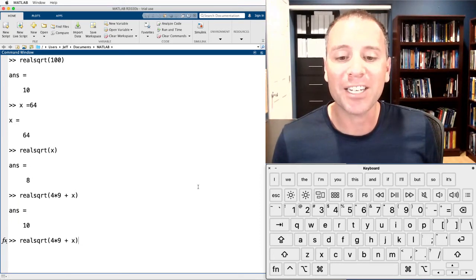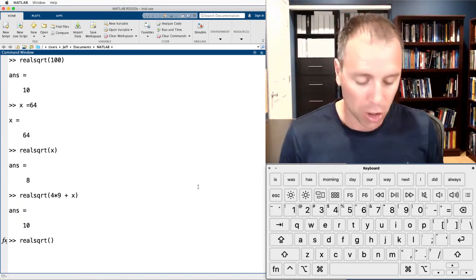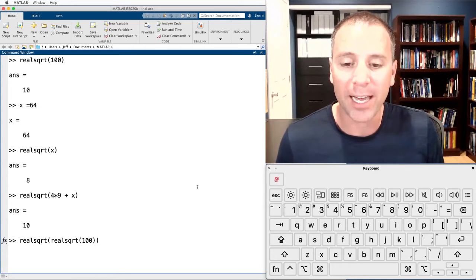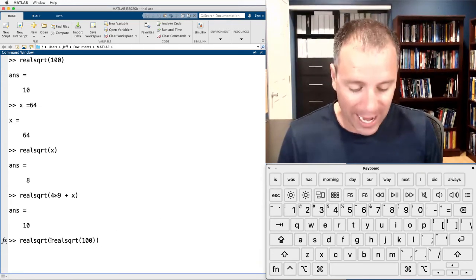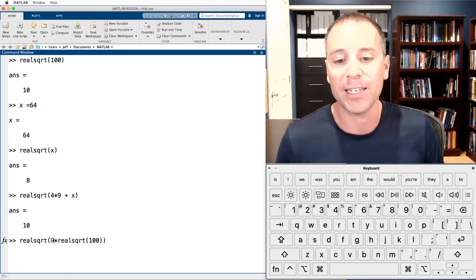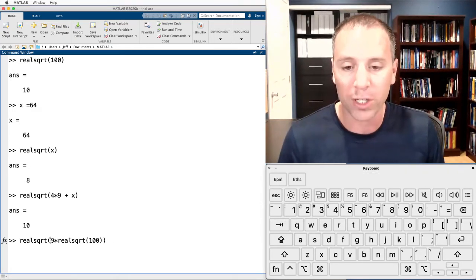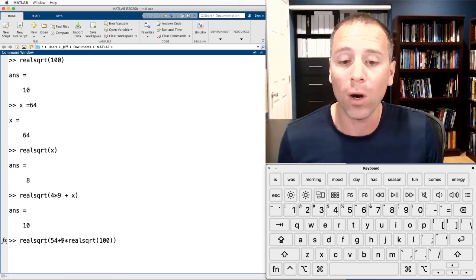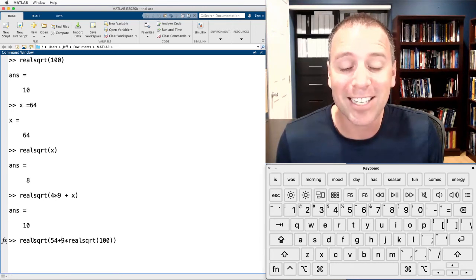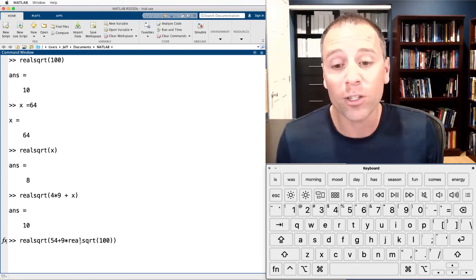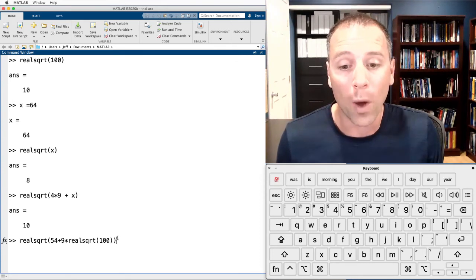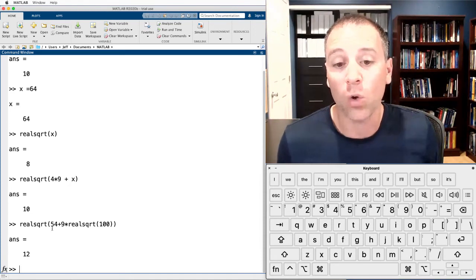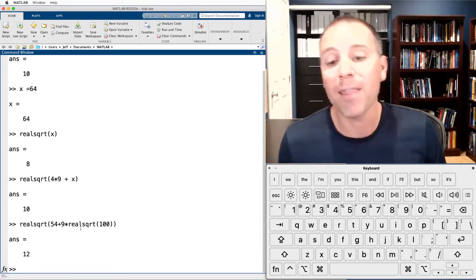Another thing that's really interesting is I can actually do functions inside of functions. So let's remember that the real square root of 100 is 10. If I multiply 10 by 9, so 9 times 10 is 90, and then let's add 54 to that 90. So 54 plus 90, well, that must be something like 144. Notice that I'm actually calling inside the real square root function another real square root function, which is really interesting. When I push enter, what's the square root of 144? Must be 12. So I can actually input inside the argument the output of another function.